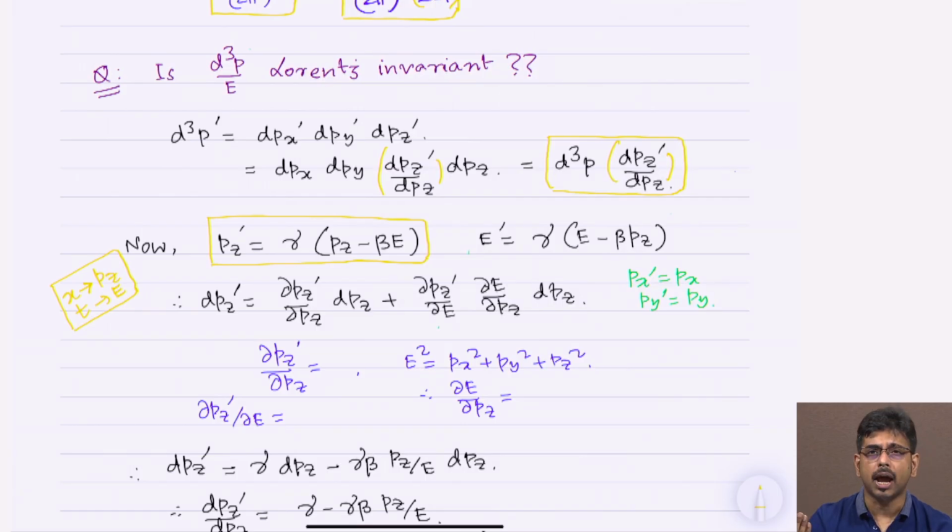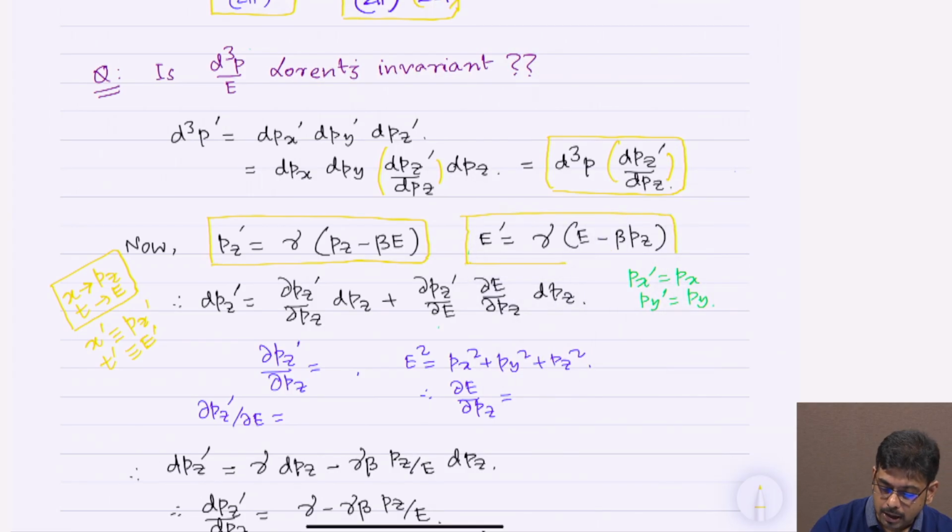Now, what happens to E prime? E prime is essentially T prime. So, x is Pz, x prime is Pz prime and T prime is essentially E prime, right. So, E prime will be what? It will be gamma into E minus beta Pz, okay.